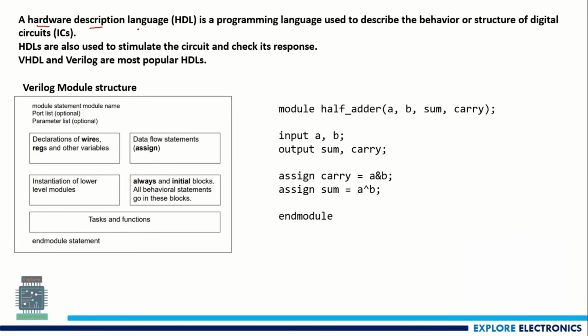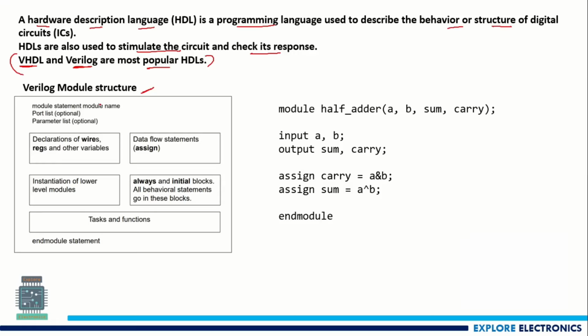HDL means hardware description language. It is a programming language used to describe behavior or structure of a digital circuit. HDLs are used to simulate the circuit and check its response. There are 2 types of HDL which are popular, VHDL and Verilog.